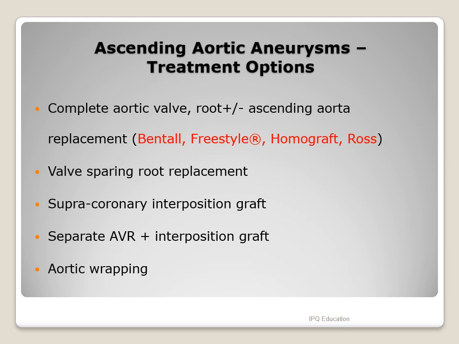Valve-sparing root replacement may be preferred, particularly in younger patients with a normally functioning aortic valve. The ascending aorta may be replaced above the coronaries, leaving the aortic valve and root intact. This also may be carried out with separate aortic valve replacement, and there is also the option of aortic wrapping or Pairs procedure, which will be discussed later.